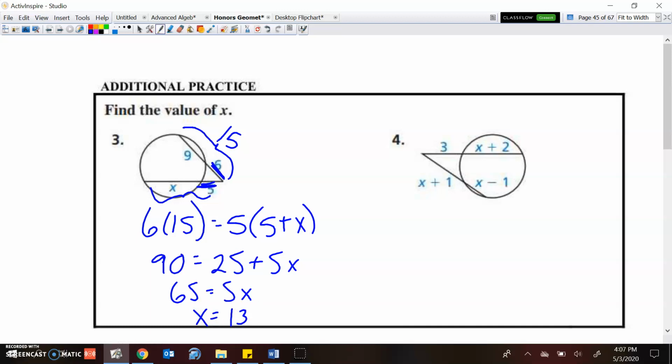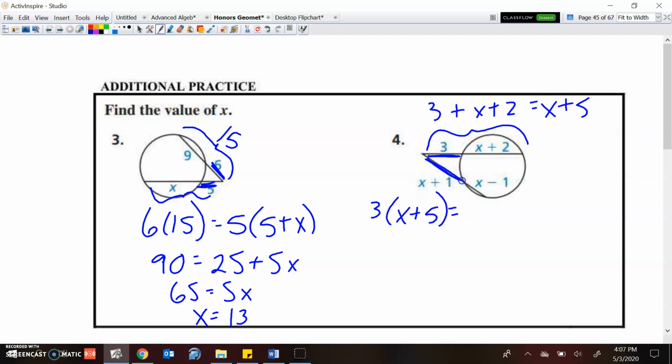Now for the last one here, if I'm going to look at this, it's going to be my piece outside, 3 times the entire thing, and that would be 3 plus x plus 2, or in other words, x plus 5. So it's going to be x plus 5. I'm going to set that equal to this piece that's outside, x plus 1, times the entire length.